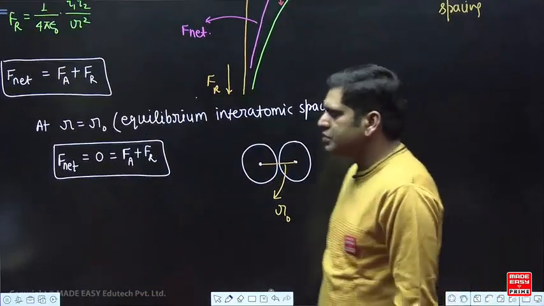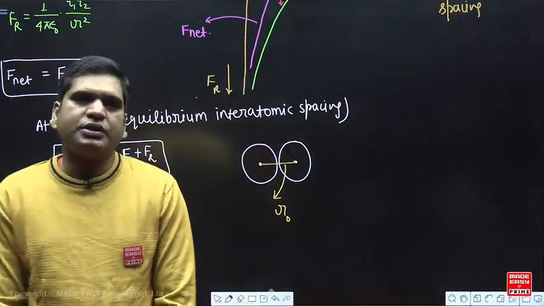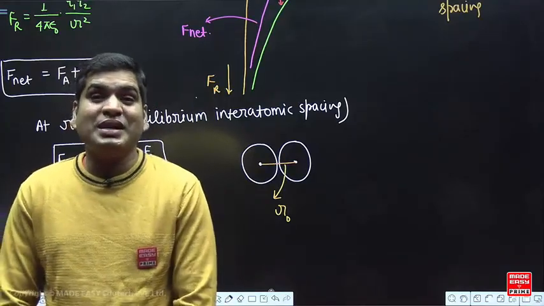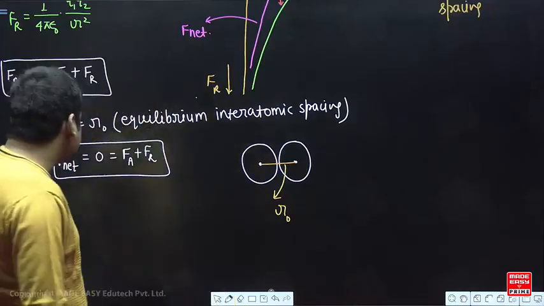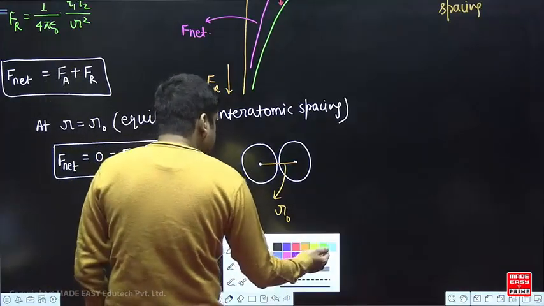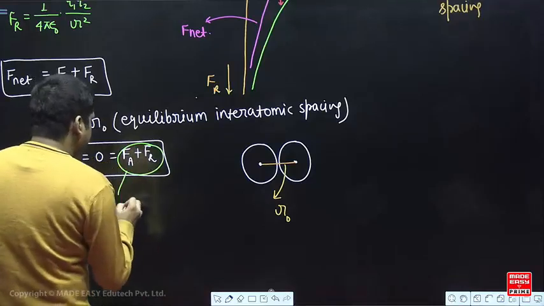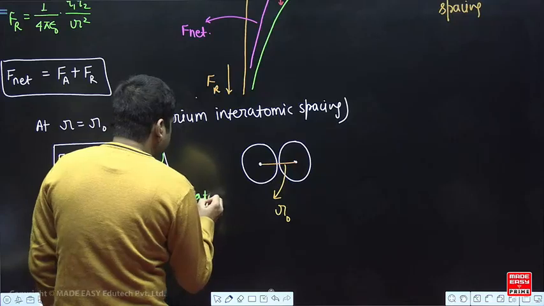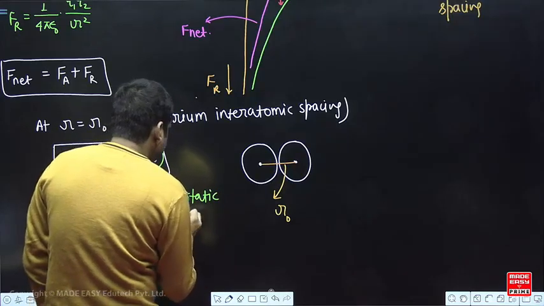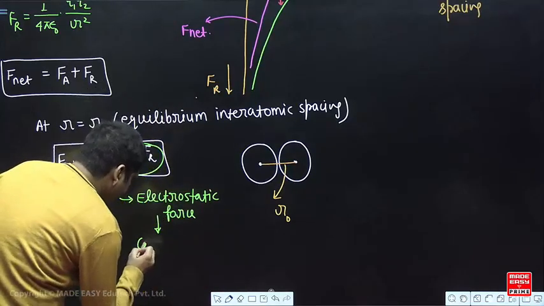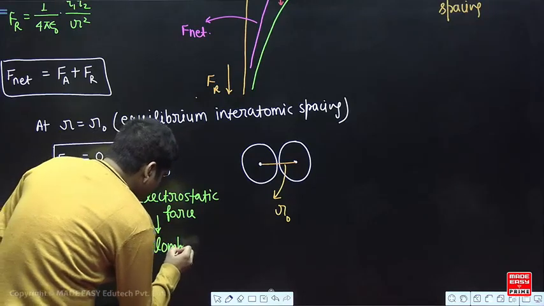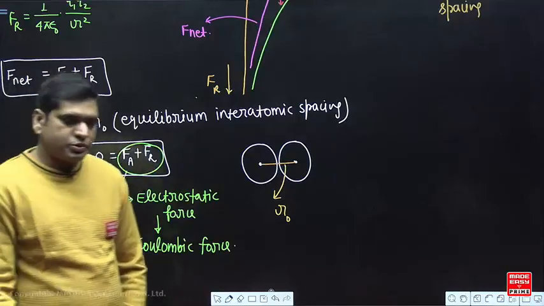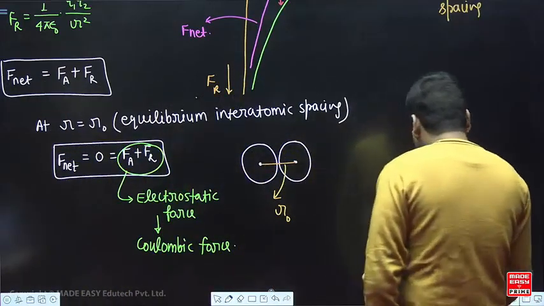So this force is binding these two atoms and that's why it is known as atomic bond. Sometimes also known as chemical bond. This atomic bond is because of the electrostatic force. These forces are electrostatic force, which is nothing but known as Coulombic force. So the reason behind the atomic bonding is Coulombic force. Popularly it is known as chemical bond.